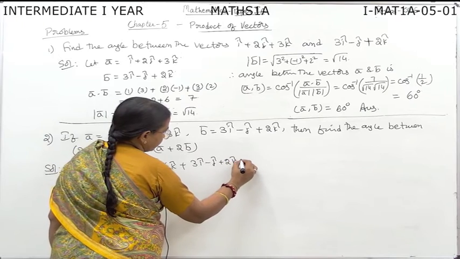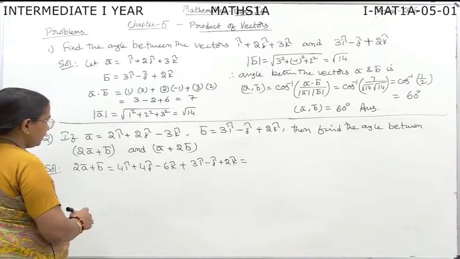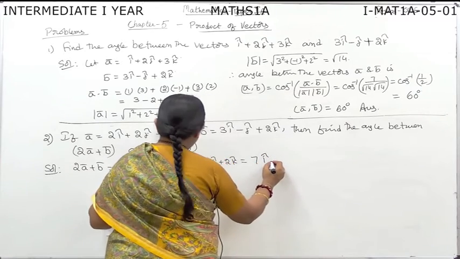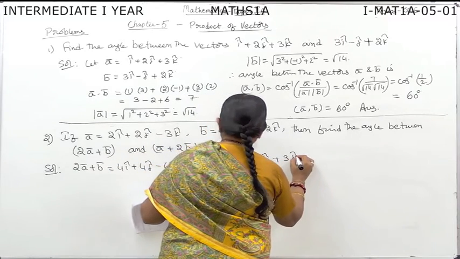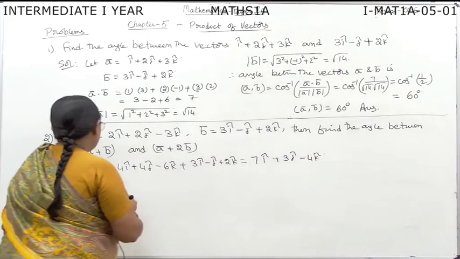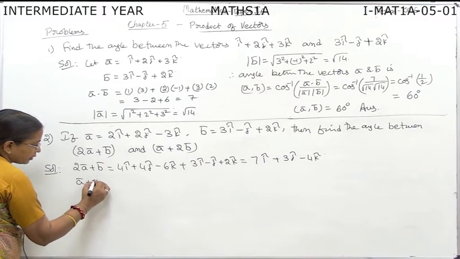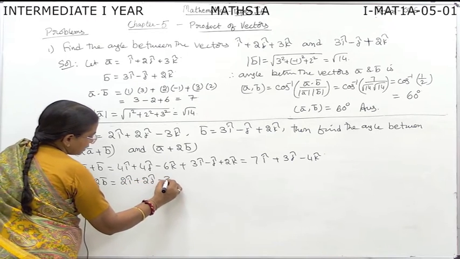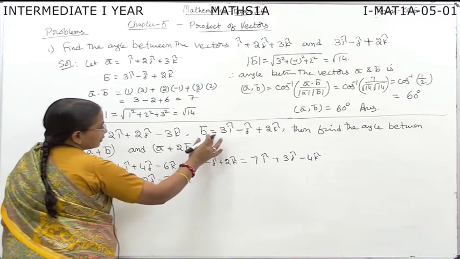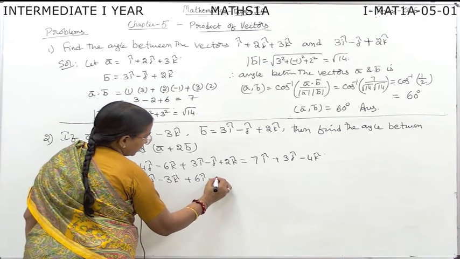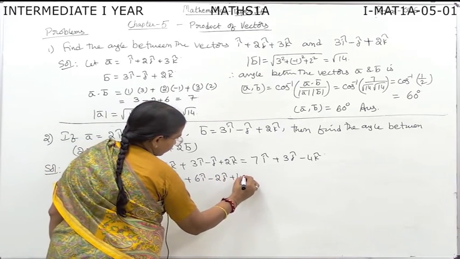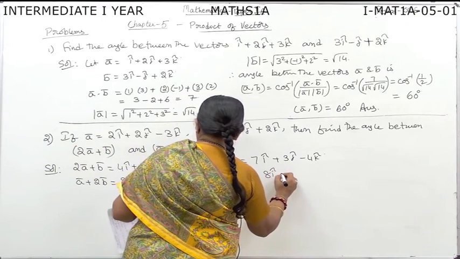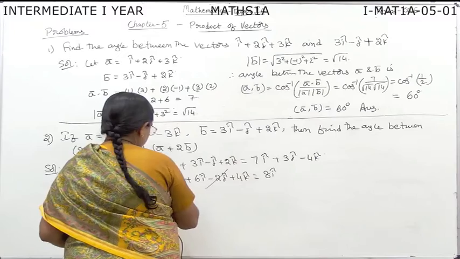Now the procedure is same. Just find 2A plus B. So that is 7I plus 3J minus 4K. Next find A plus 2B vector. A is 2I plus 2J minus 3K, plus 2B. Multiply B by 2, so 6I minus 2J plus 4K. So when you simplify it is 8I. 2J gets cancelled. So it is plus K.